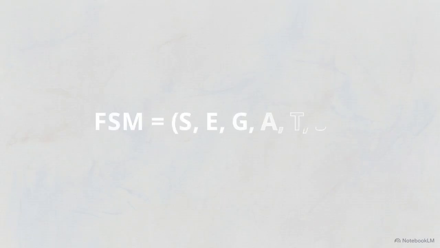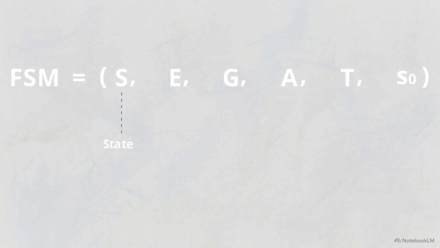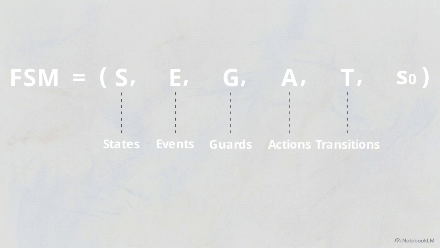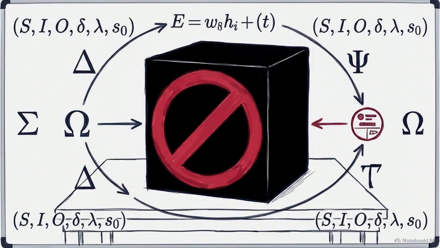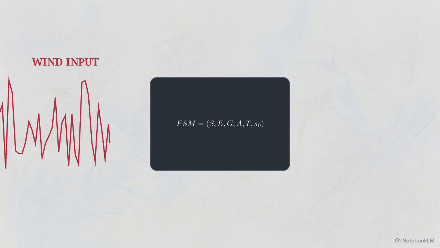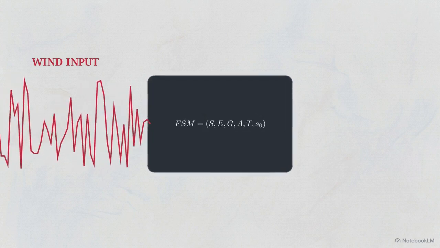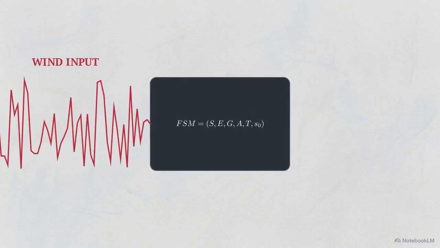Engineers solve this using a finite state machine, or FSM, defined by a 6-tuple equation. S represents states, E stands for events, G are guards, A represents actions, T defines transitions, and S0 is the initial state. By forcing the software to operate within these parameters, engineers eliminate the ambiguity of black box models. The system reacts the exact same way to a given input every single time, creating a deterministic logic that remains stable regardless of external chaos.